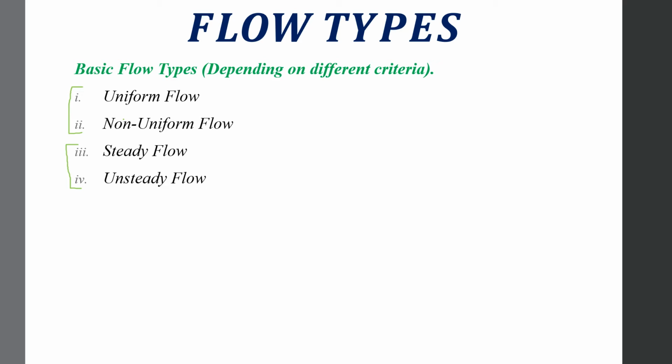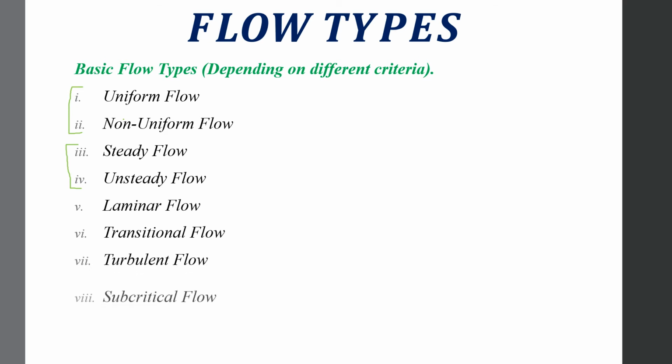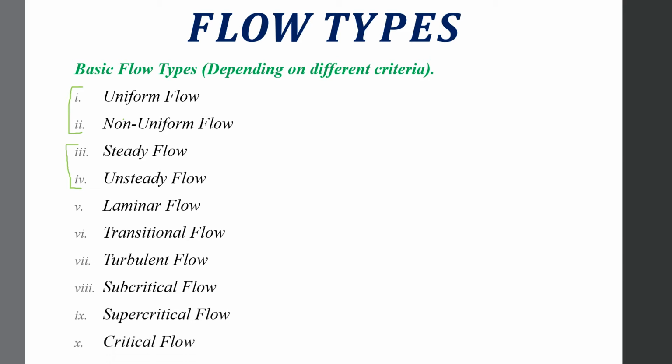There is a single point or single letter by using which you can differentiate these four types. Fifth type of flow is laminar flow. Sixth type is transitional flow. Seventh is turbulent flow. Eighth one is subcritical flow. Next is supercritical. And the last, the 10th in this video presentation, is critical flow. So we will start with uniform flow, and we will complete all these 10 types of flow in today's lecture.